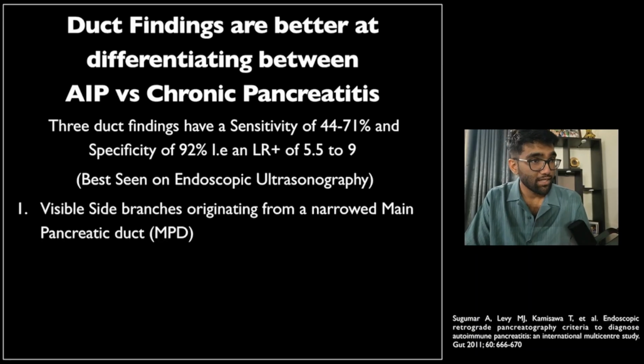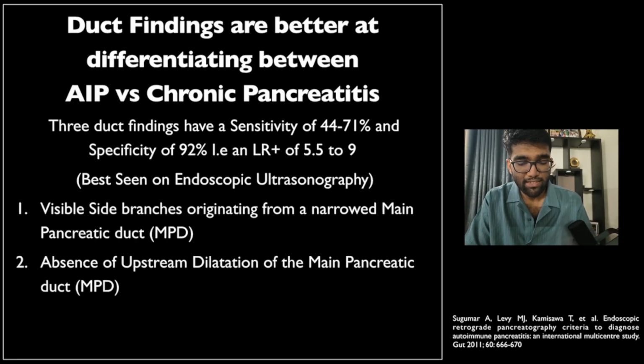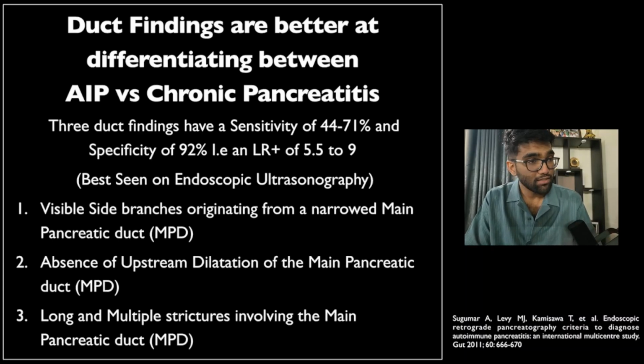So the three findings that are most important are visible side duct branches originating from a narrowed main pancreatic duct. So we've seen that in chronic pancreatitis, usually dilated branches are upstream of a narrow segment of the main pancreatic duct because of back pressure. So in this case, the visible side duct branches are originating from the narrowed area of the main pancreatic duct. Second is the absence of upstream dilatation of the main pancreatic duct naturally. And third is the presence of long and multiple strictures involving the main pancreatic duct.